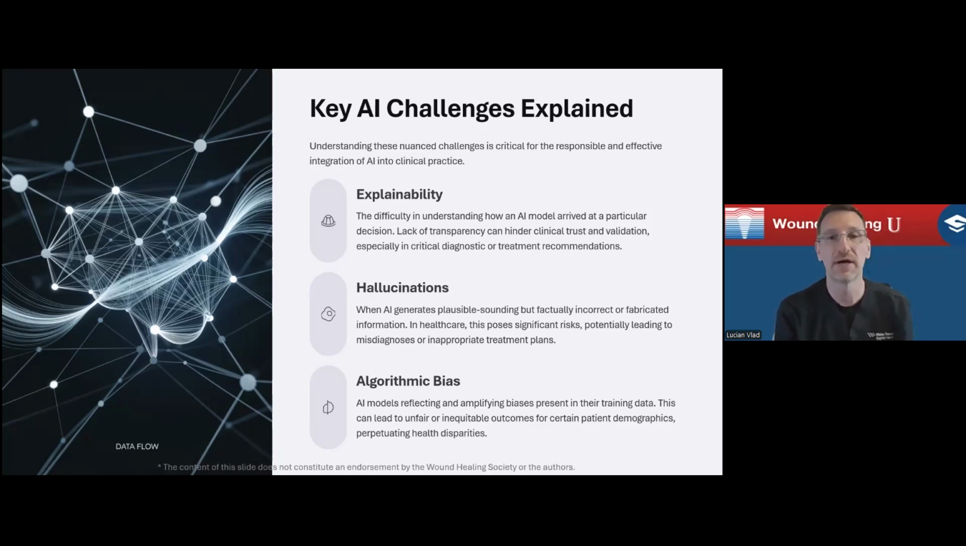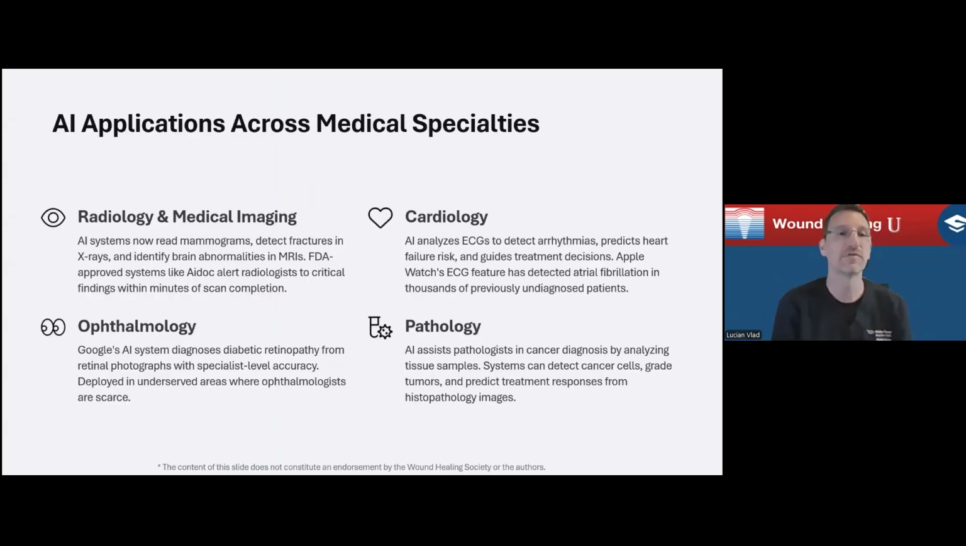And then algorithmic bias, I've kind of explained that already. There are a number of medical fields where AI models have reached really solid validations. So this is widely used in radiology, in imaging.